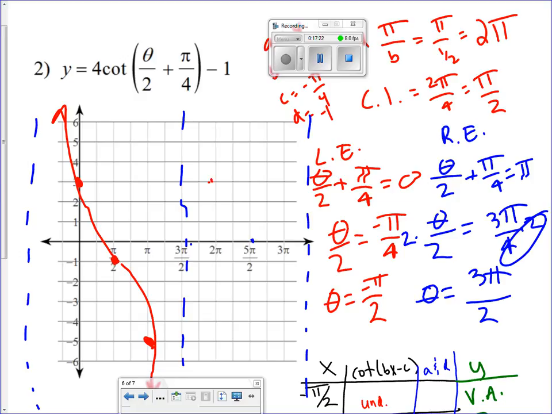At 2 pi, I'd be at the high point. At 5π/2, I'd be at the midpoint, which is here. And then at 3 pi, we'd be at the low point. So there's the second period of that cotangent function. So that's it for these notes. We're going to practice this in class.